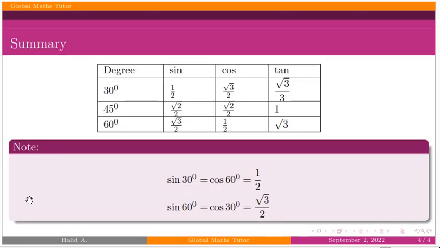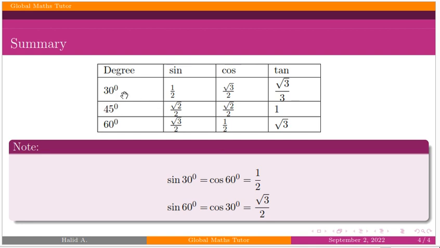So don't forget these values, because we will use all of them throughout our course. So remember, the sine value of 30 degrees is half, its cos value is root 3 over 2, its tan value is root 3 over 3. For 45 degrees, both sine and cos values are root 2 over 2, and its tan value will be sine over cos, which is 1. And the sine value of 60 degrees is root 3 over 2, cos will be half, and the tan value will be radical 3.